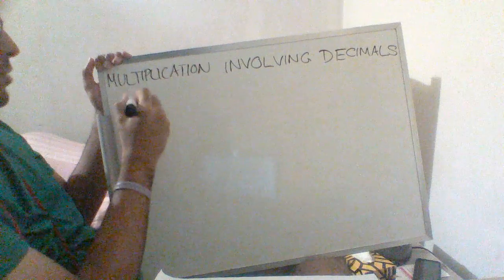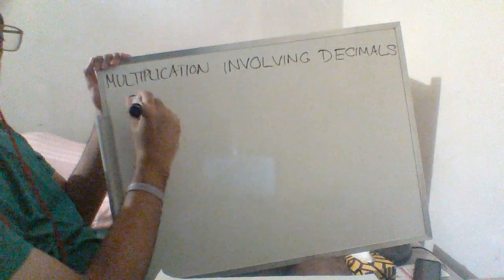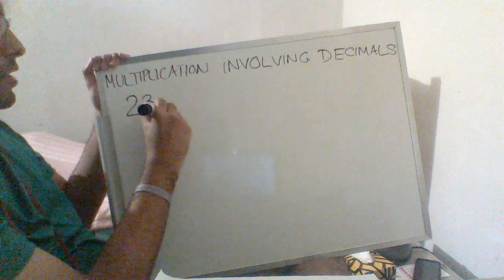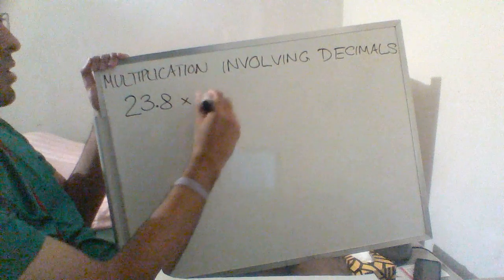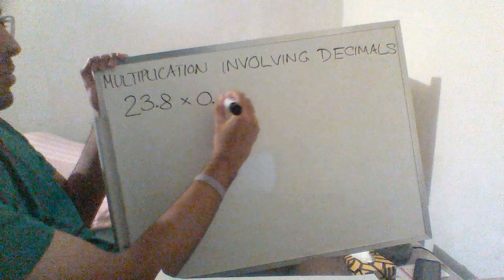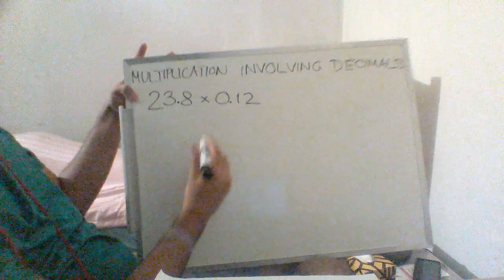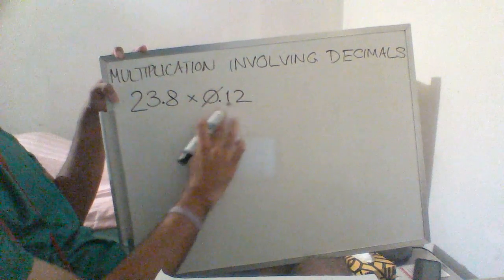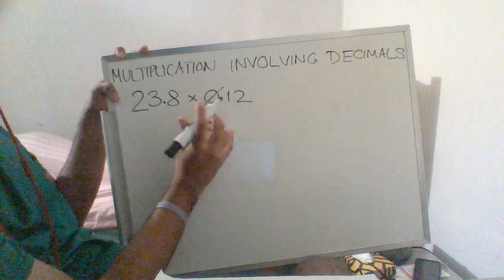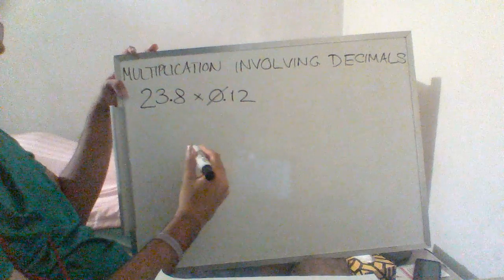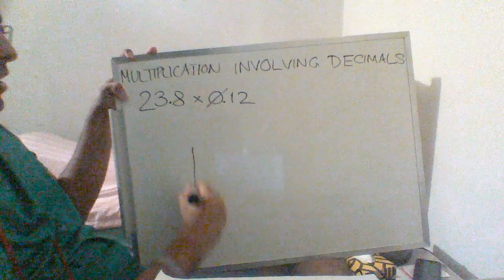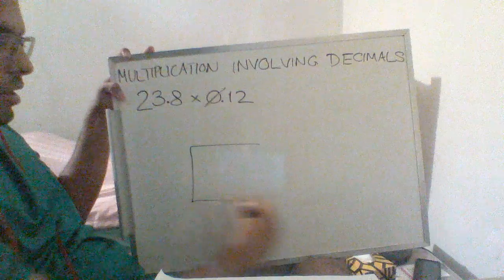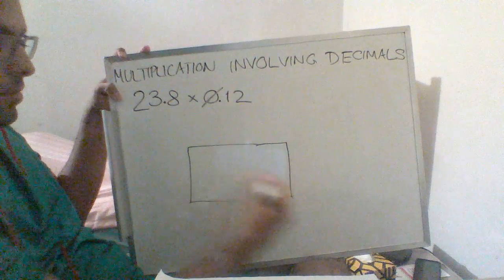So this last problem is going to be 23.8 times 0.12. Now, when I'm making my boxes, I don't really need to deal with this zero in front. I could just worry about the 12 and put the decimal point right up at the top. So I'm only going to make this another 3 by 2 box like the last question.